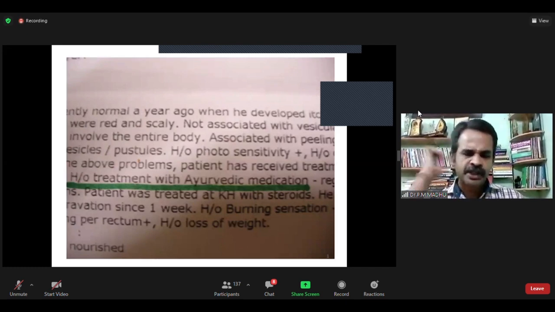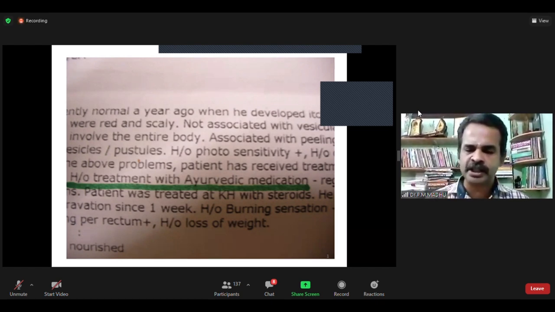So you see, this is a statement from an allopathic hospital: history of treatment with Ayurvedic medication. Commonly we are seeing these types of discharge summaries, saying Ayurvedic medication will aggravate the skin condition. People also have the notion that Ayurvedic external medication or internal medication will aggravate the lesion. So actually this is due to acting contrary to this principle.